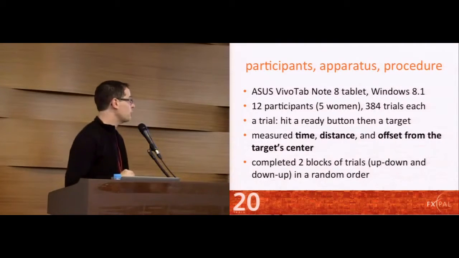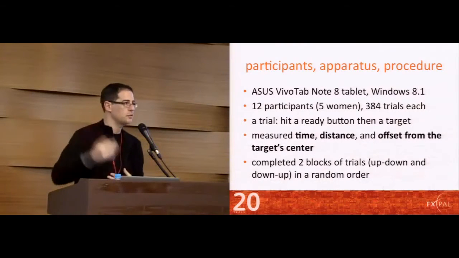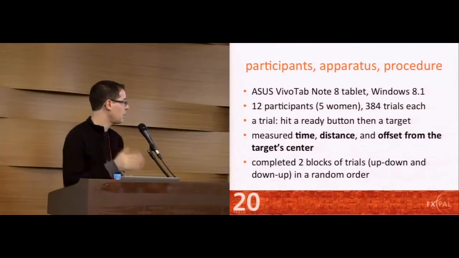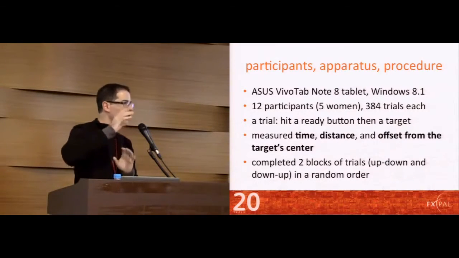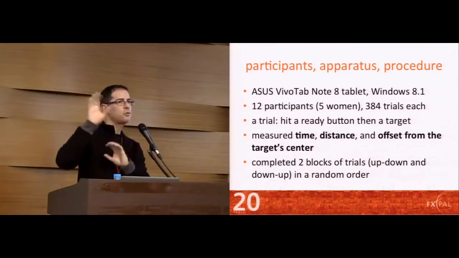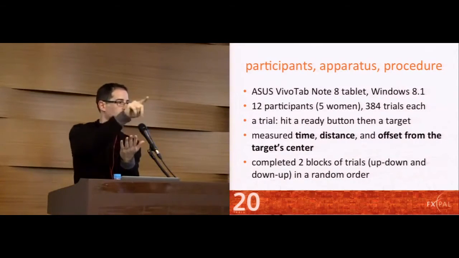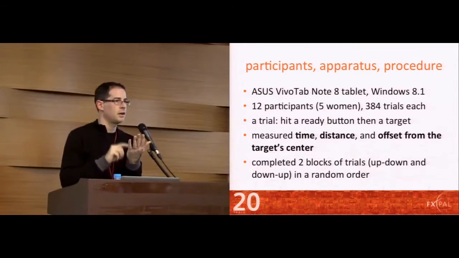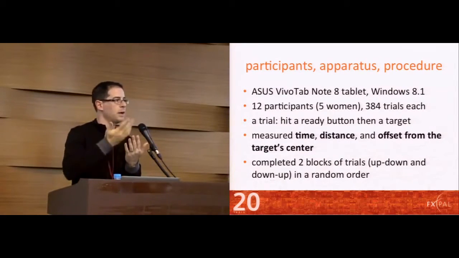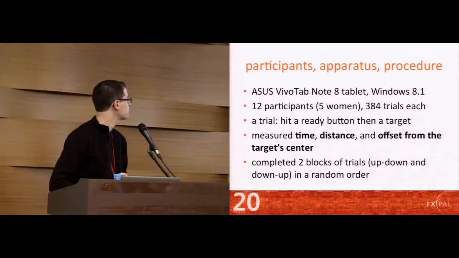Okay, so again, 12 participants, each of them completed 384 trials, and the trial again was from reaching the ready button until you hit the target. Measured the time, the distance, and the offset from the target center. There was one thing that was a bit tricky, which is that there were 2 separate blocks. One is that the ready buttons were at the bottom and you had to hit upwards, and one was when the ready buttons were at the top of the display and you had to hit downwards, and that was just because people might obstruct their view of the ready buttons otherwise.